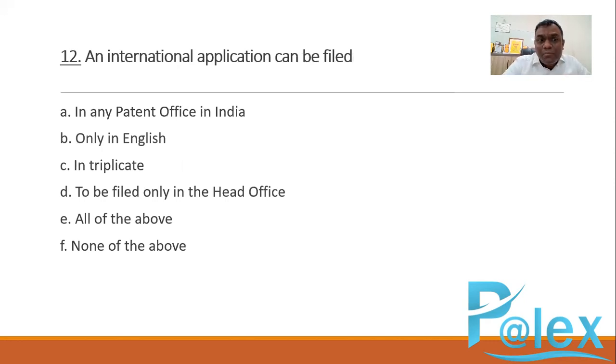International application can be filed, and the options given are in any patent office in India, only in English, in triplicate, to be filed only in the head office, all of the above and none of the above. Now, herein the answer is A and C, any patent office in India, not only at the head office. And for those who thought B as a correct option, we have Hindi as an official language. English or Hindi can be done. So this is as per rule 19. Just go through rule 19. An international application can be filed in any office in triplicate.